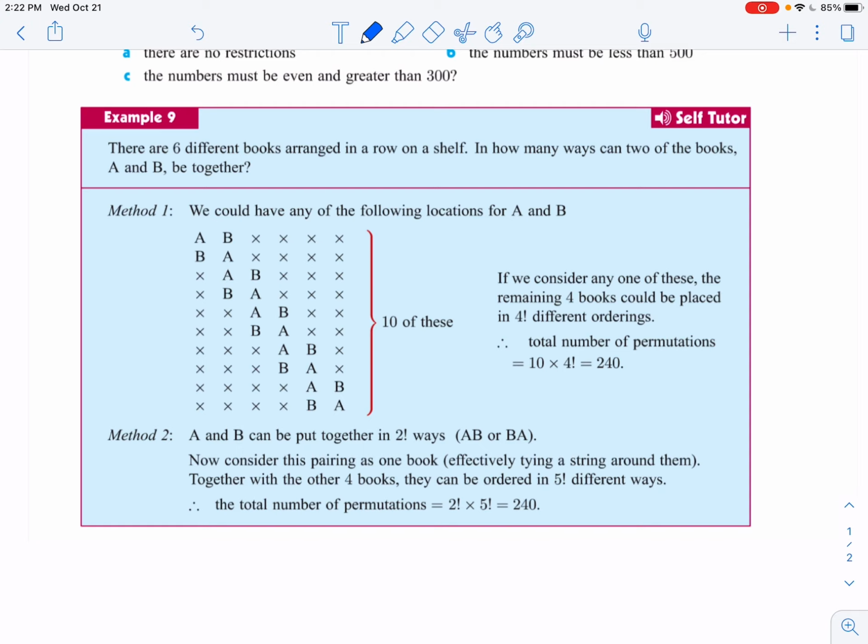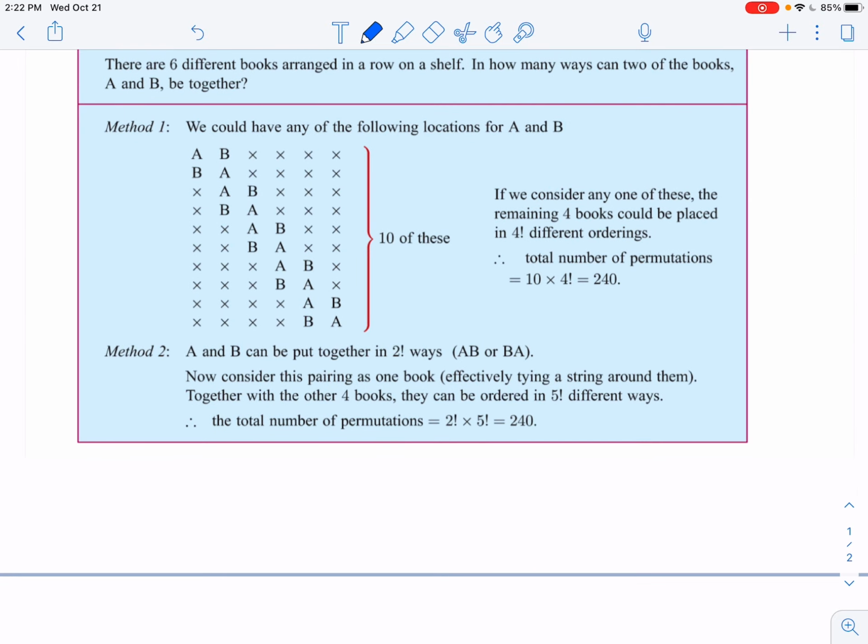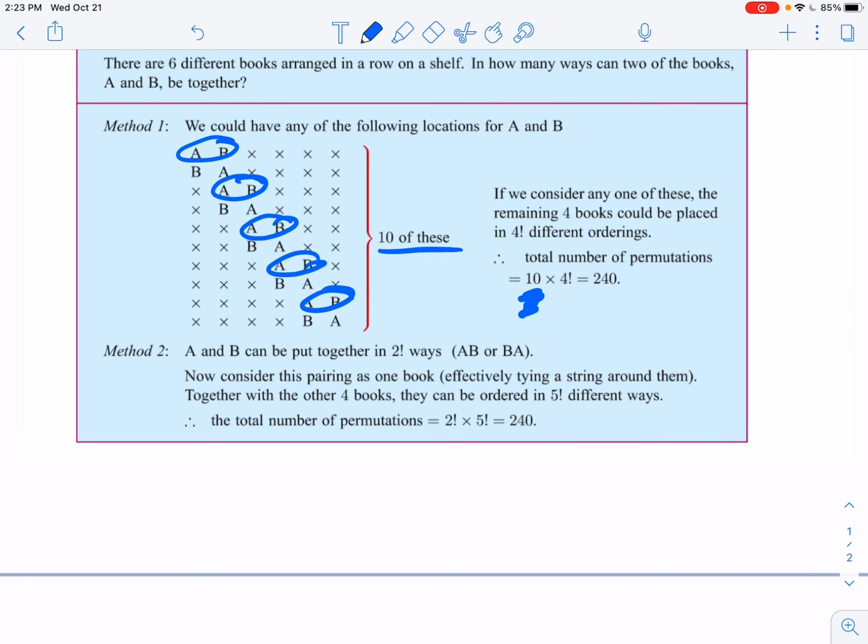But basically, for A and B, I would draw that out: there are 6 spots. A and B can go in these two, or these two, or these two, to be next to each other. But it can either be A, B, or it could be B, A. And so that's how we figure out where those are going to go. I guess they said 10 of these, so you've got 10 choices for where you're going to put A and B on the shelf. Then each one of those has 4 choices for this, 3, 2, and then 1. And so that's where they get that number.